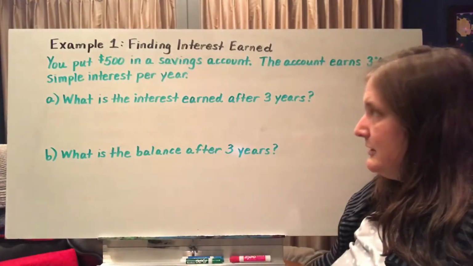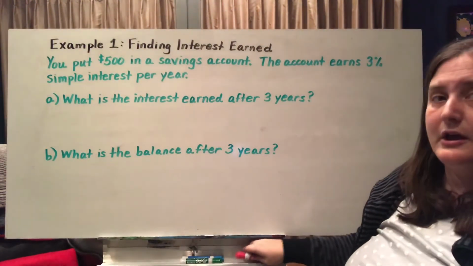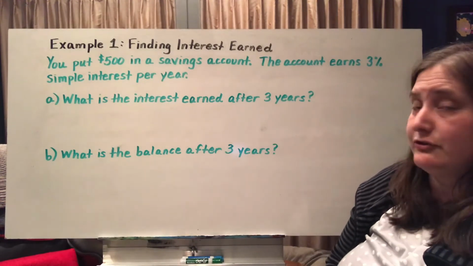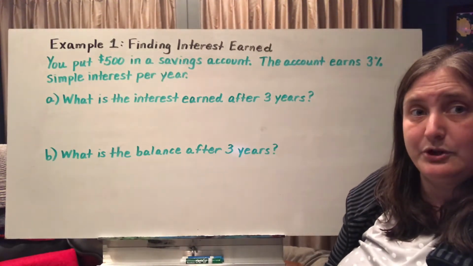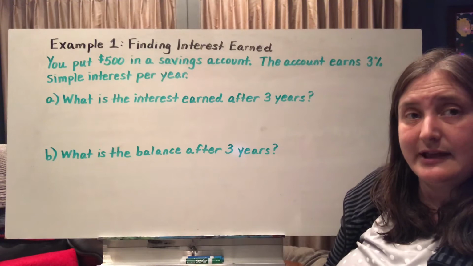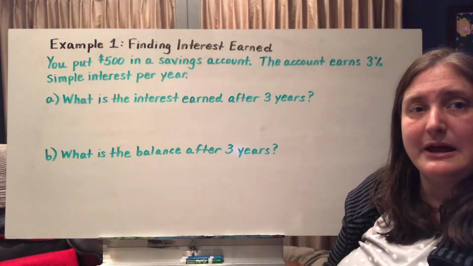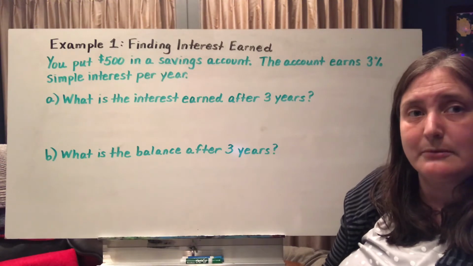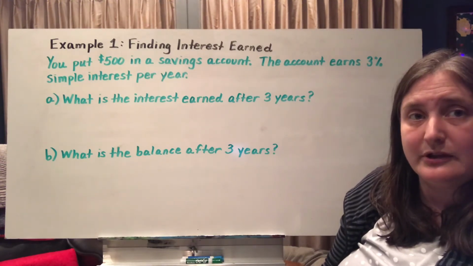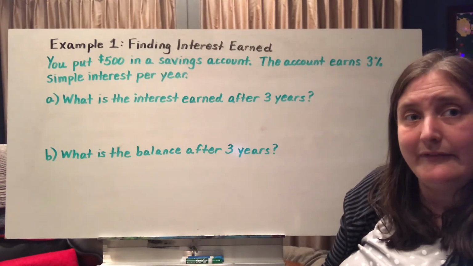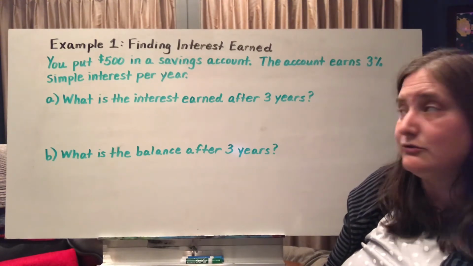So let's find some interest earned here. Let's say you put $500 in a savings account. When you put that money in a savings account at the bank, what the bank does is they loan people money, and they sometimes use your money to loan to someone else. You're earning some interest on that money. You're allowing the bank to use your money.